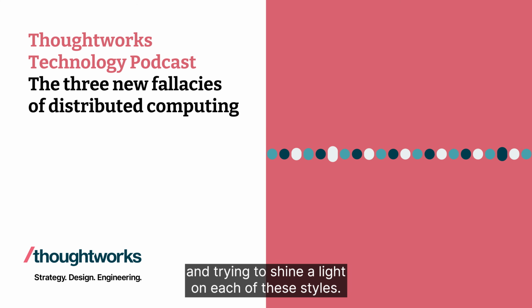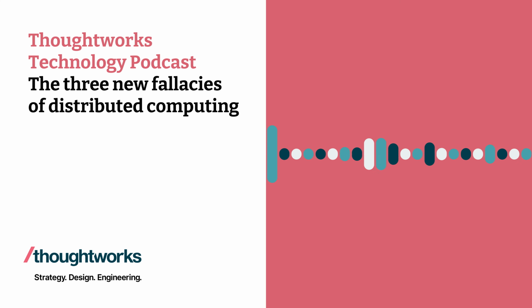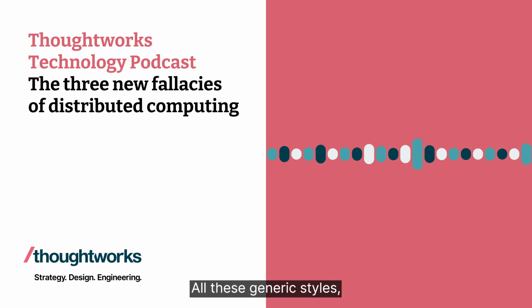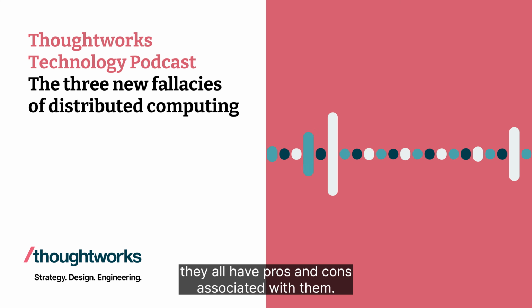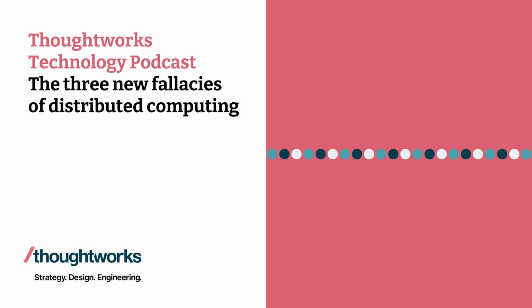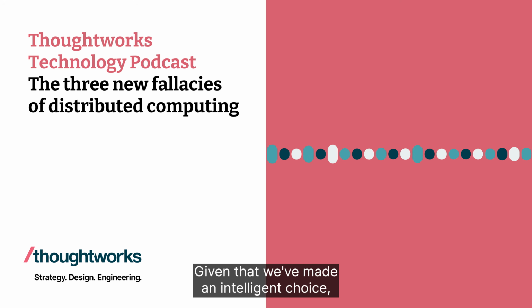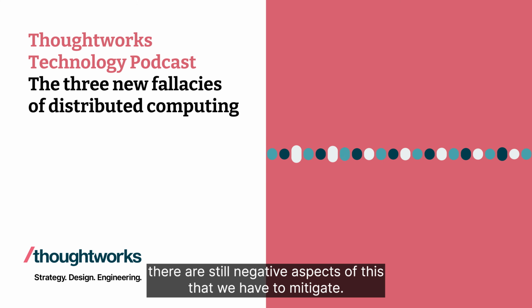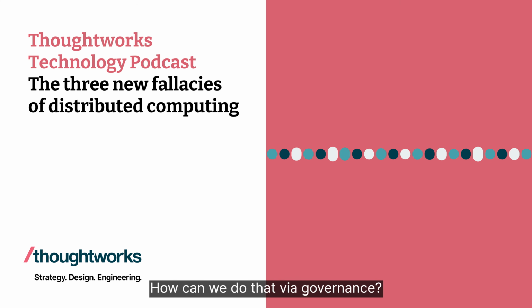And trying to shine a light on each of these styles, because all these generic styles all have pros and cons associated with them. So given that we've made an intelligent choice, there are still negative aspects of this that we have to mitigate. So how can we do that via governance?